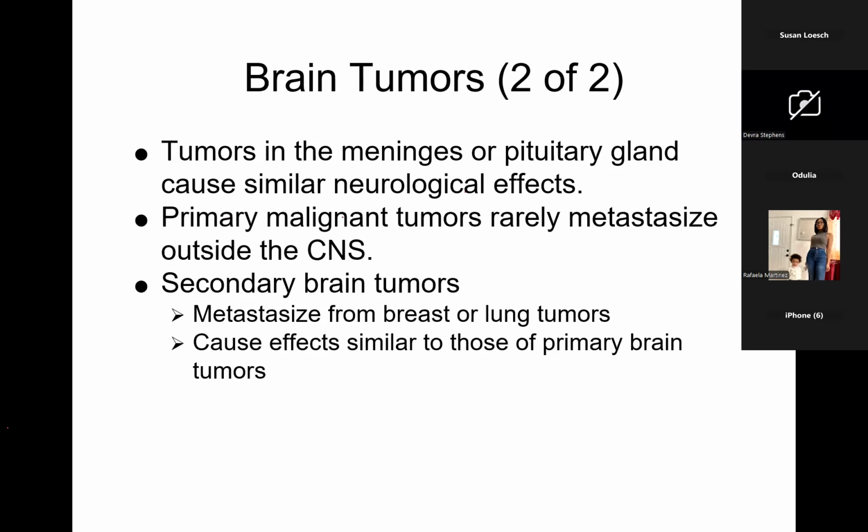Tumors that develop in the meninges or the pituitary gland can also cause neurological effects from pressure on the brain. Primary malignant tumors rarely metastasize outside of the central nervous system, but multiple tumors can occur within the central nervous system. Secondary brain tumors are common and usually metastasize from either the breast or the lung, and they can cause effects similar to those of a primary brain tumor.